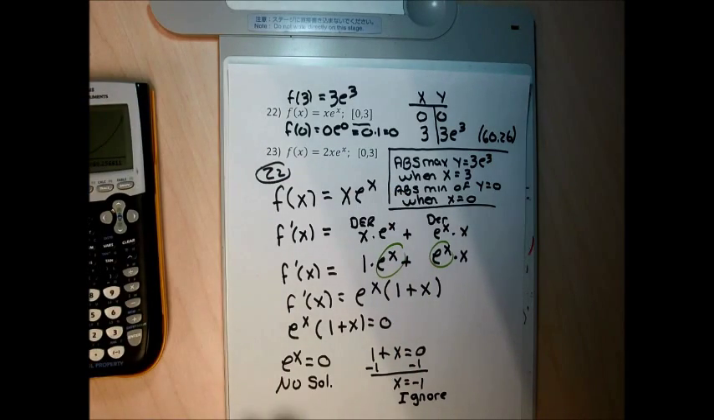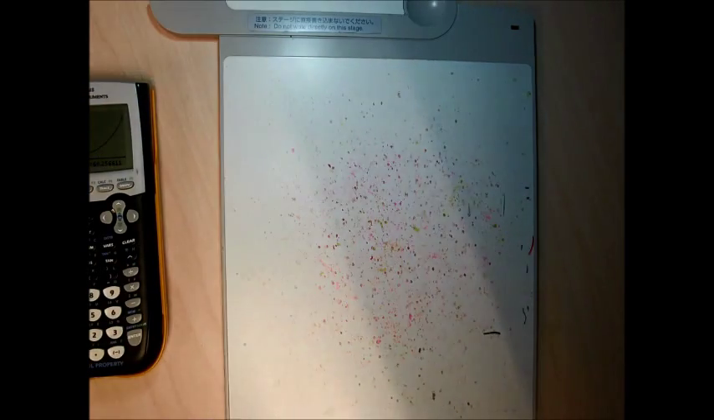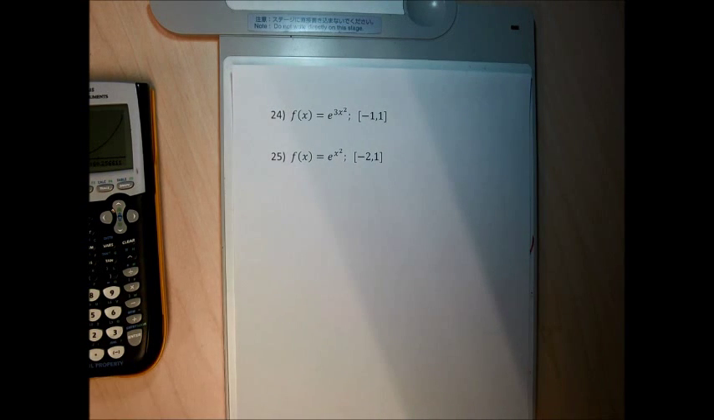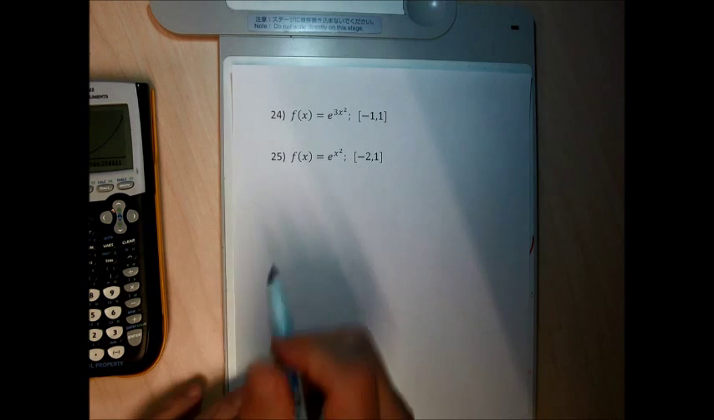All right, so give 23 a go. I'll move on and do 24. You can do 25. So for 24, I'm going to do it all using my calculus, and then I'll match it up to my calculator.